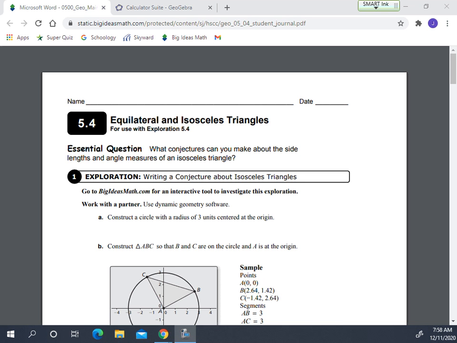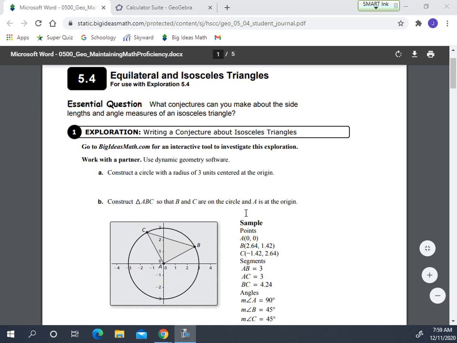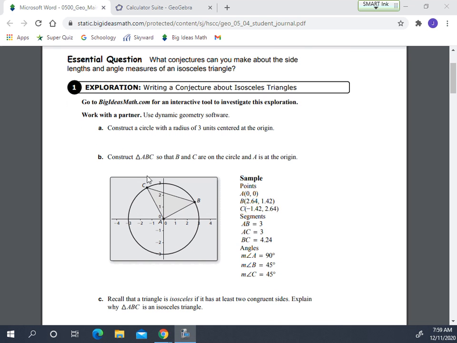All right, this is 5.4. We're talking equilateral and isosceles triangles. Let's jump right in. It wants us to use GeoGebra. It says construct a circle with a radius of 3 units. And they gave us an example right here.